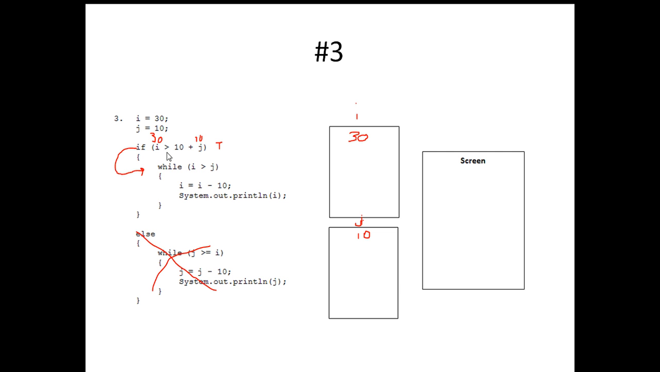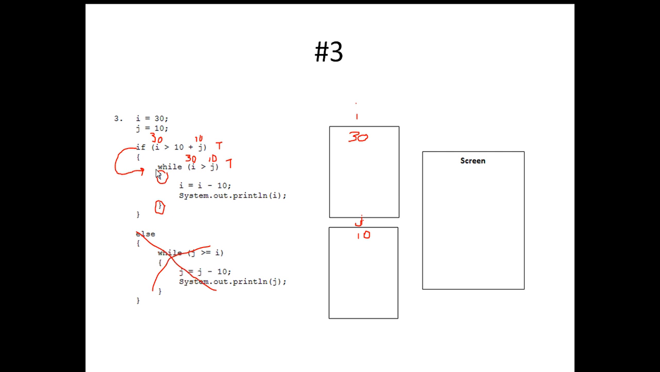So since this is true, now we're going to enter into a while loop in here. The next line says to check to see, is I, which is 30, greater than 10? And since it is, now we're jumping into the loop. So the loop starts here and ends here. So we're going to go between these two braces until we're done with the loop.